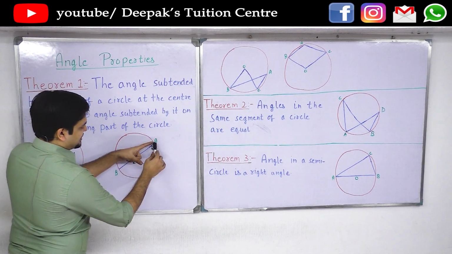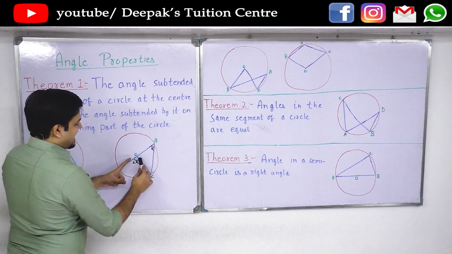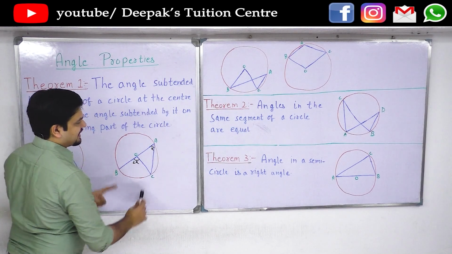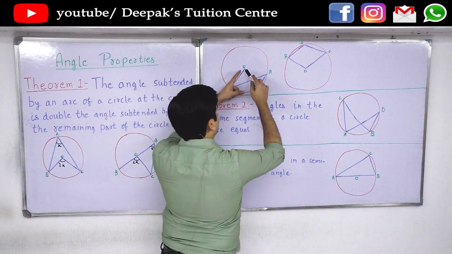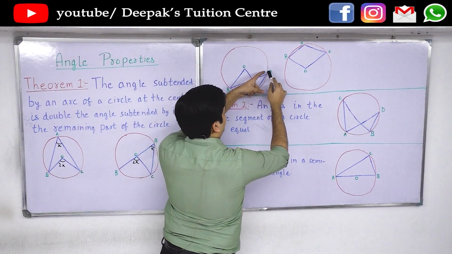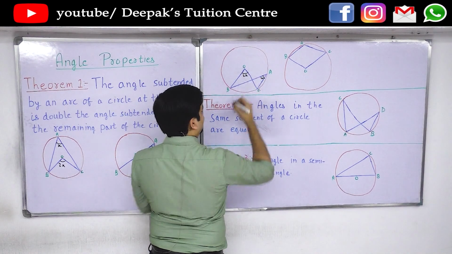So therefore, if you stretch your fingers in this way, you can see that the angle subtended by the arc at the center is twice the angle subtended by it at the circumference. Same thing you can see: the angle subtended by an arc at the center is twice the angle subtended by it at the circumference. So if this is x, this will be 2x.